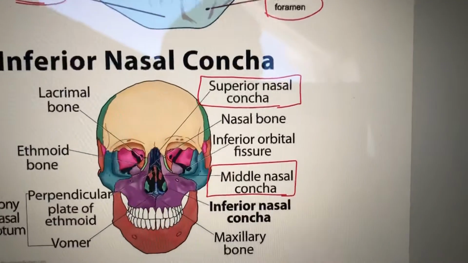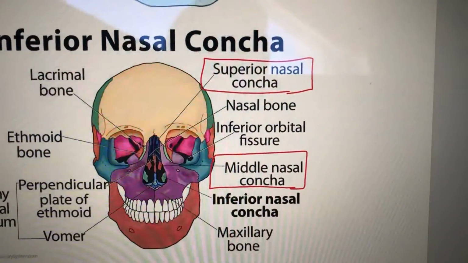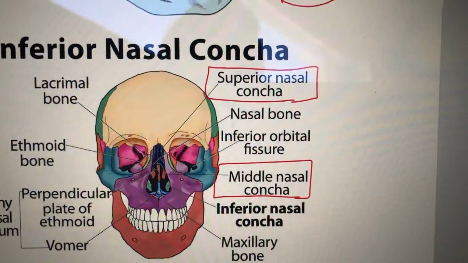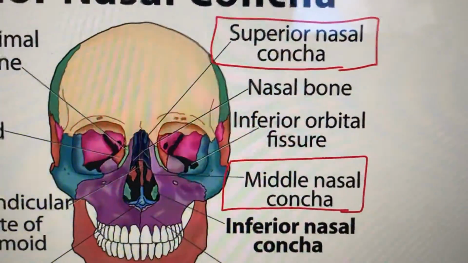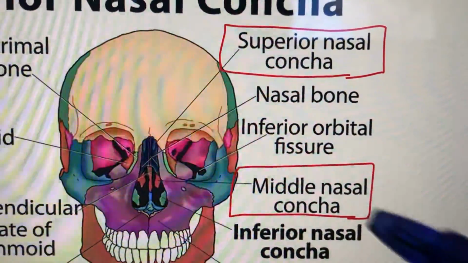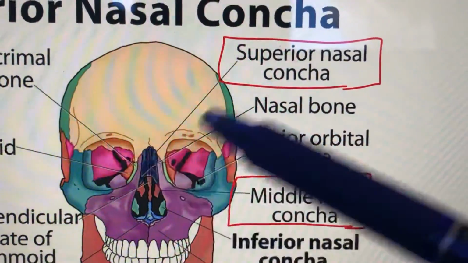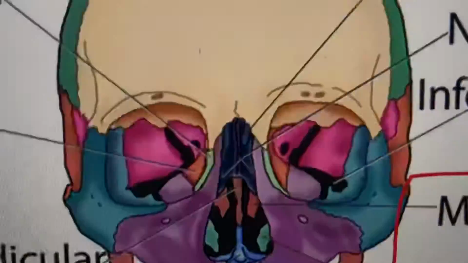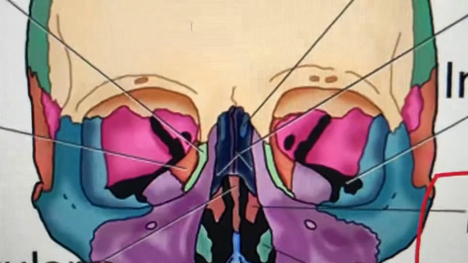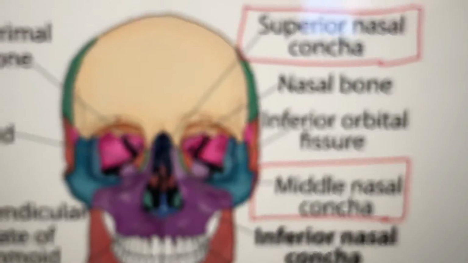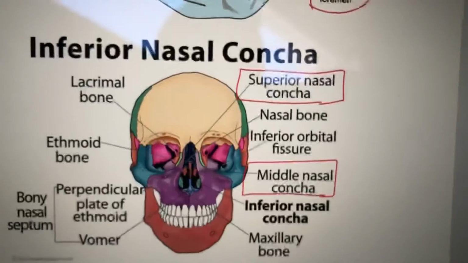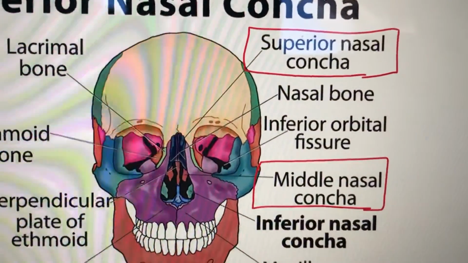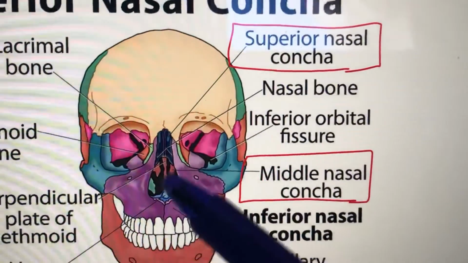So here, this photo is showing the nasal conch. So at the top, you're going to have the superior nasal conch. So let me get a better view of that. That is the dark blue bone in the center. And then the middle nasal conch is in red right here.